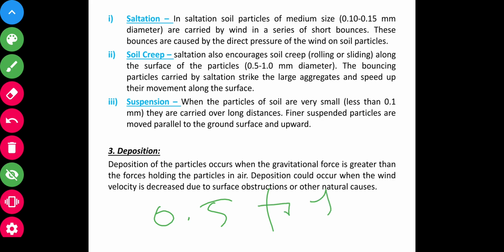And when the particle size exceeds 0.5 mm, up to 1 mm or maybe sometimes up to 3 mm, that time the particles are transported or moved from one place to another place by the action of rolling or sliding over the ground surface, and such movement is termed as the soil creep or surface creep. These are the different movements of particles in wind erosion.